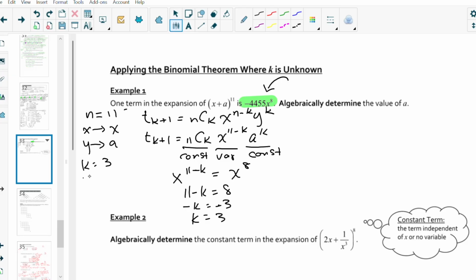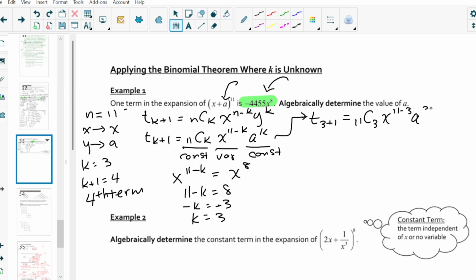Okay. Now that k equals 3, k plus 1 equals 4. We're talking about the fourth term. Okay, we're not done yet. We still need to find the value of a. So I'm going to take this equation. Now I'm going to plug in my k value. 3 plus 1, 11c3, x to the 11 minus 3, a to the 3. Okay, so the fourth term, 11c3 is 165, x to the 8th, a to the 3rd.